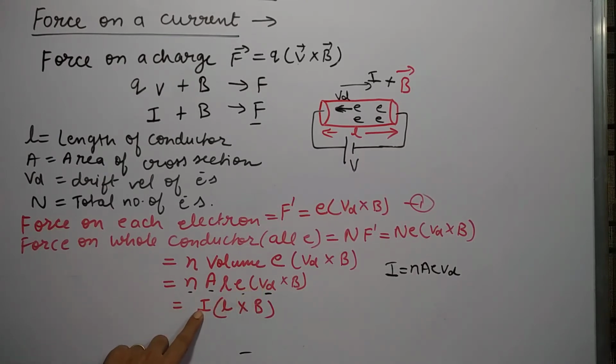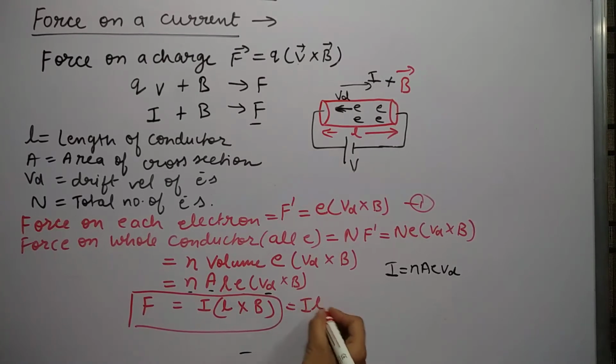NeAvD is the current I in this conductor. L is separate, cross B is separate. So now the force formula is obtained in terms of current. This is our final answer. We can also write it in sin theta, so ILB sin theta can also be written.